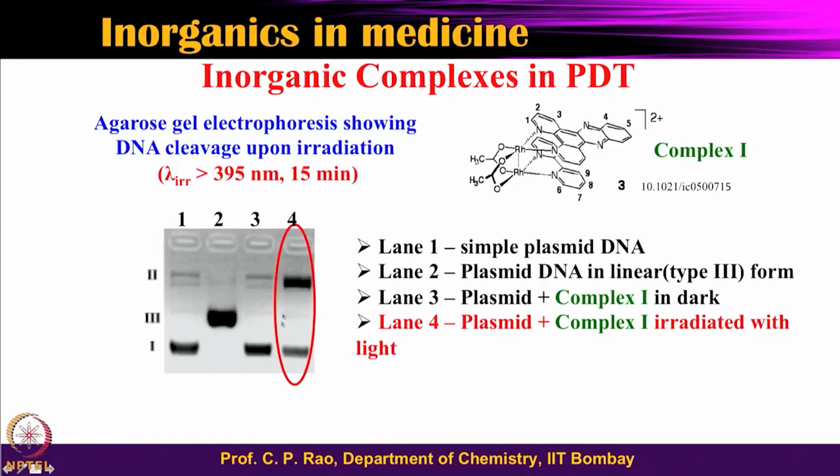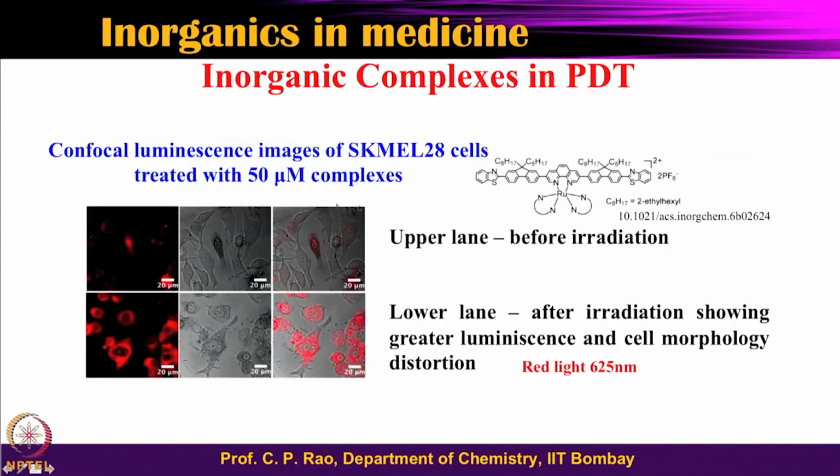When you do it in the dark, nothing much is happening. Now, when you do it in the light, half of it is converted to that. So, this is irradiated, which means this compound, upon activating with the appropriate light, in this case 395 nanometer, will cleave the DNA even in vitro. This kind of picture is referred to as electrophoresis, and let us look at the next slide.